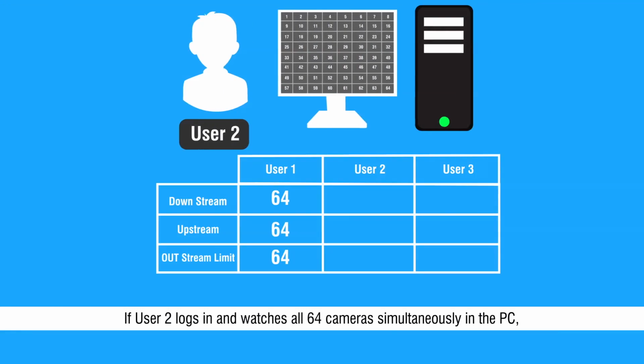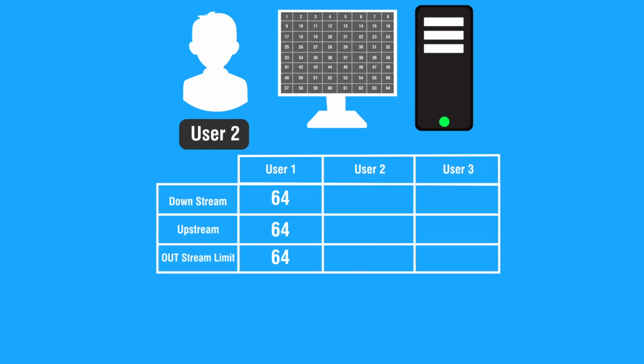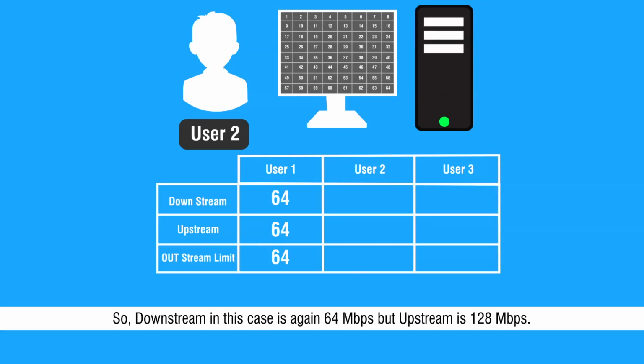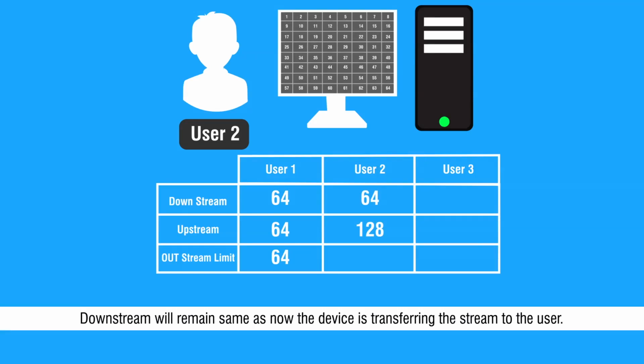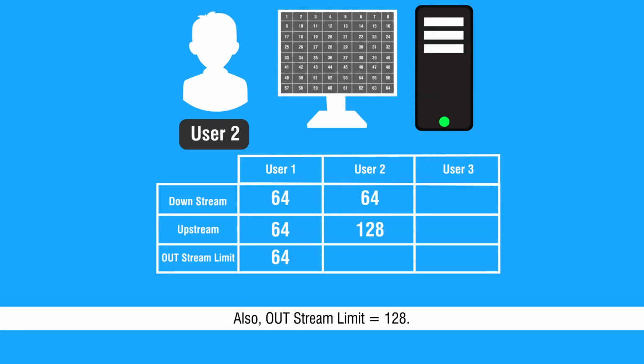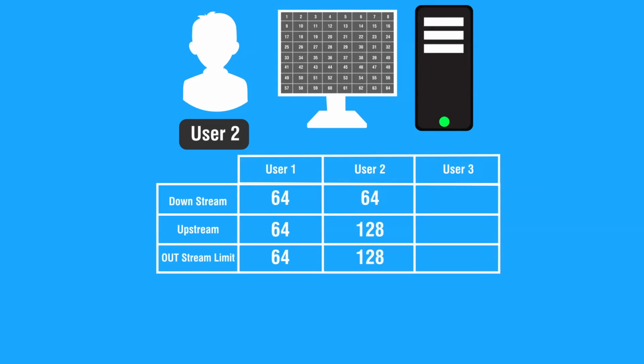If user 2 logs in and watches all 64 cameras simultaneously in the PC, the device will allocate another 64 Mbps to that user. So downstream in this case is again 64 Mbps, but upstream is 128 Mbps. Downstream will remain same as now the device is transferring the stream to the user. Also, outstream limit is 128.